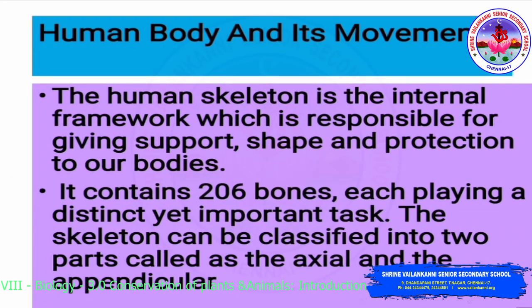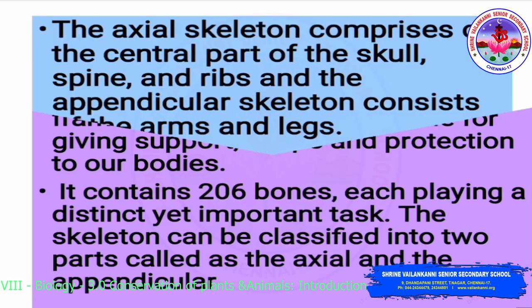Human body and its movement. The human skeleton is the internal framework which is responsible for giving support, shape and protection to our bodies. It contains 206 bones, each playing a vital role and a distinct yet important task. The skeleton can be classified into two parts: axial and appendicular.